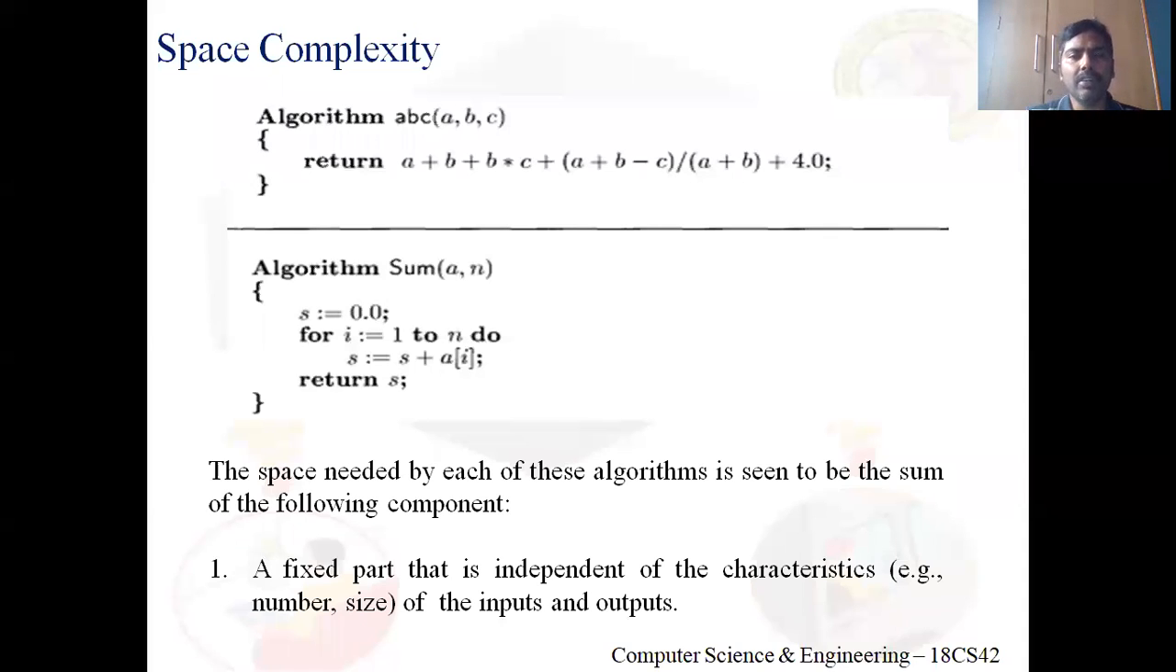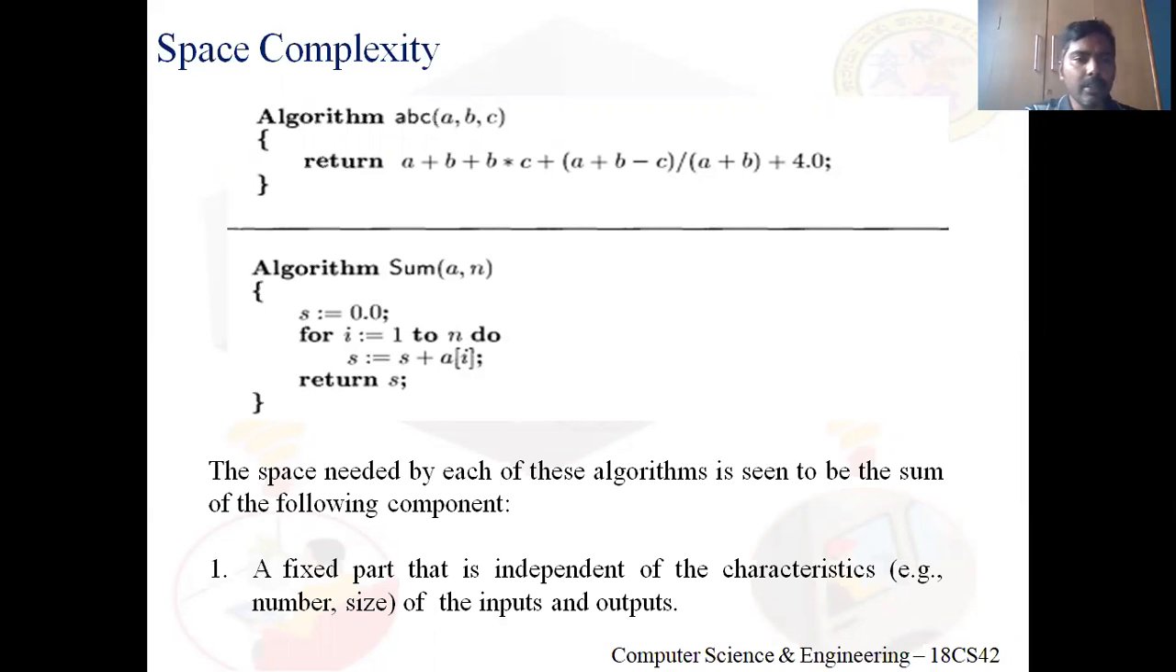Okay, we need not worry about that. So you are very clear that in the first algorithm there are only three variables. Assuming each variable requires 1 unit of memory, at least a minimum of 3 units of memory is required by this algorithm.